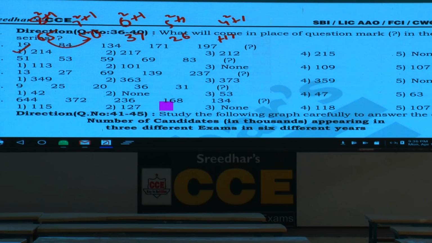65 and 50, the difference between these two is 15, isn't it? Next 50 and 37, the difference is how much? 13. And next difference between these two is so much? 11. Next difference is so much? 9. Isn't it? And so on. Odd number difference. Or else you can directly write it as n square plus 1. And this is about question number 36.